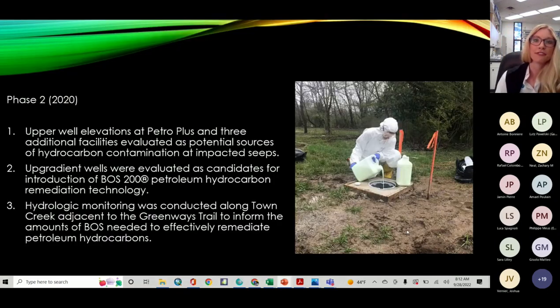The second phase focused on identifying optimum locations for introducing remediation materials, and also testing whether the presence of a shallower flow regime could expand the list of potential responsible parties here. It was proposed that if there was an upper flow regime that existed at the Petro Plus or some of these other operators in the area, that the dye introduced in the first round of tracing may have been below the elevation where that upper aquifer exists.